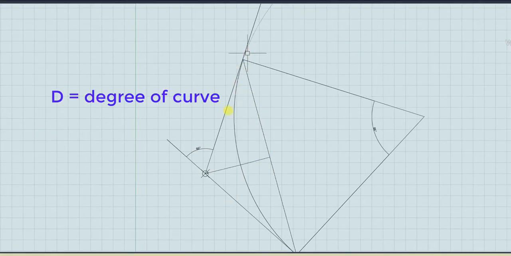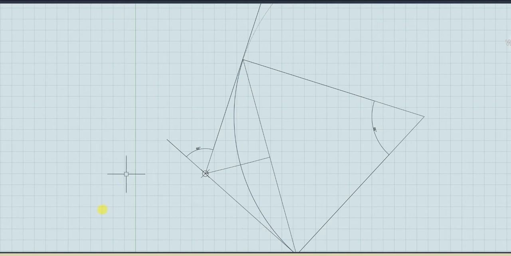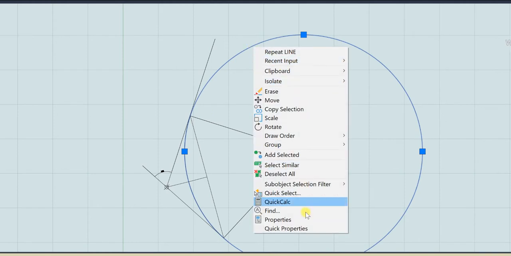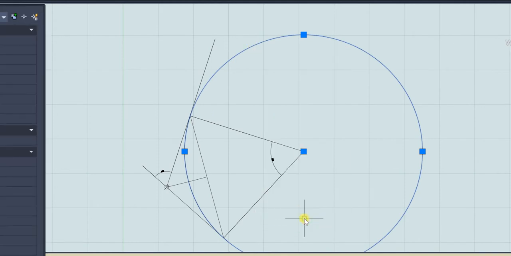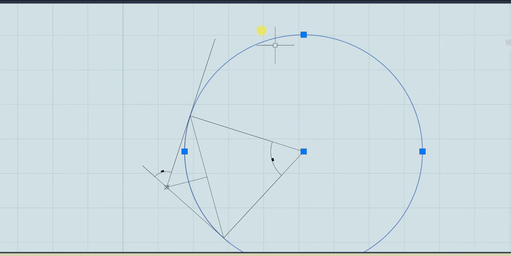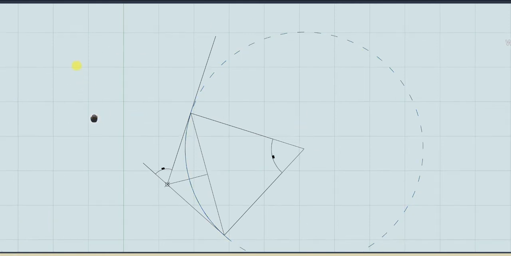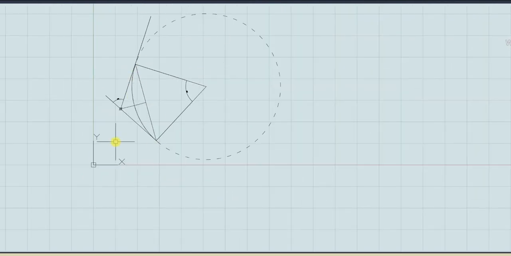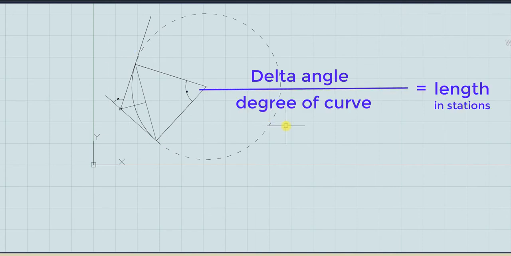Now, the degree of curve is how many degrees are in this curve, but only in 100 feet of the curve. And that's just a measure of the sharpness of a curve. And you can see that every horizontal circular curve is really part of a circle. It is a sector of a circle.